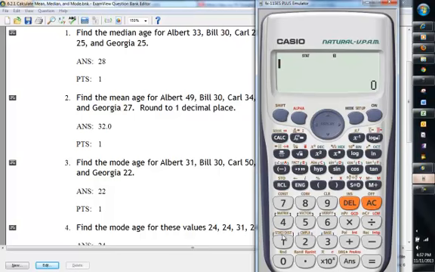And now we're going to go to the stat display. So shift 1. And we're going to do variable stats. And the one we're doing, X bar, stands for average. So we're going to type 2 equals, and it tells us the average is 32. Next one.